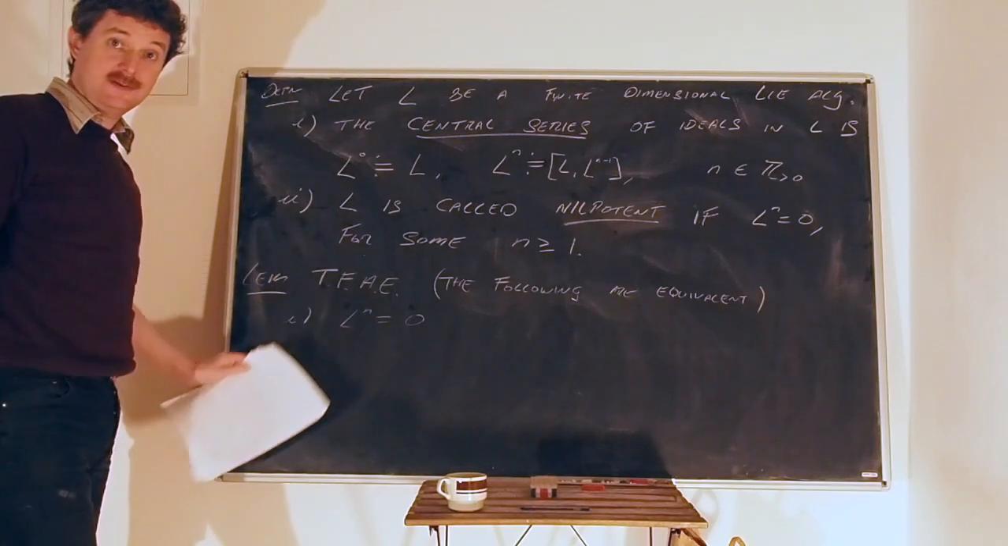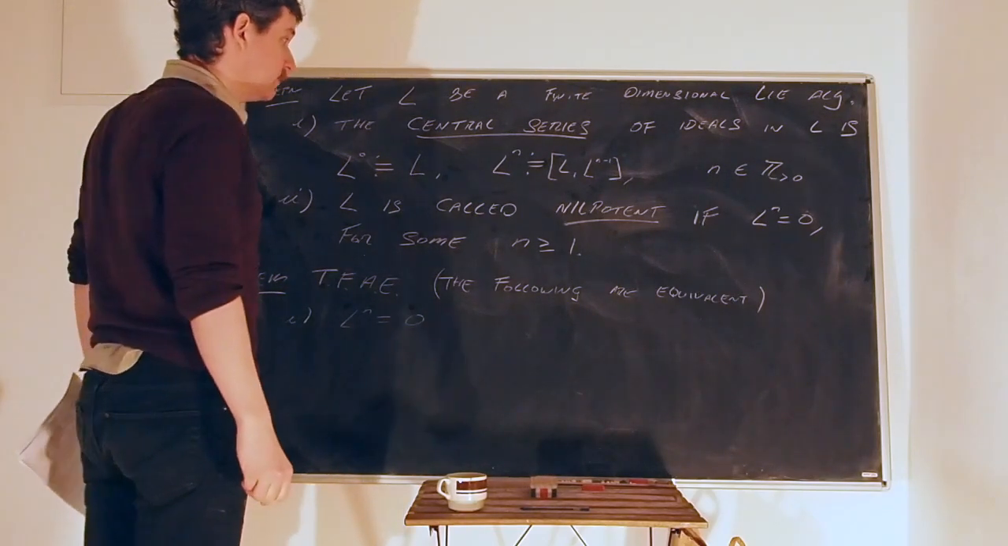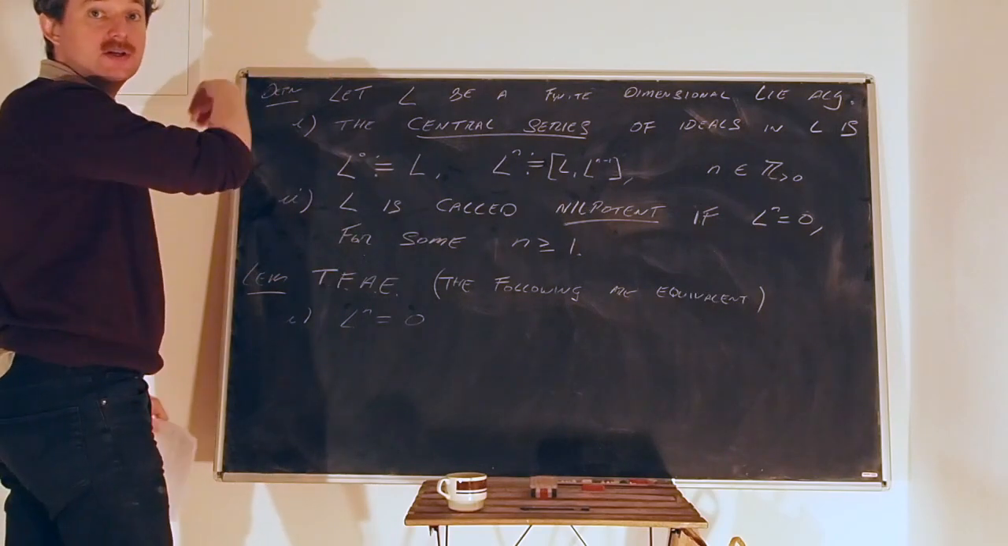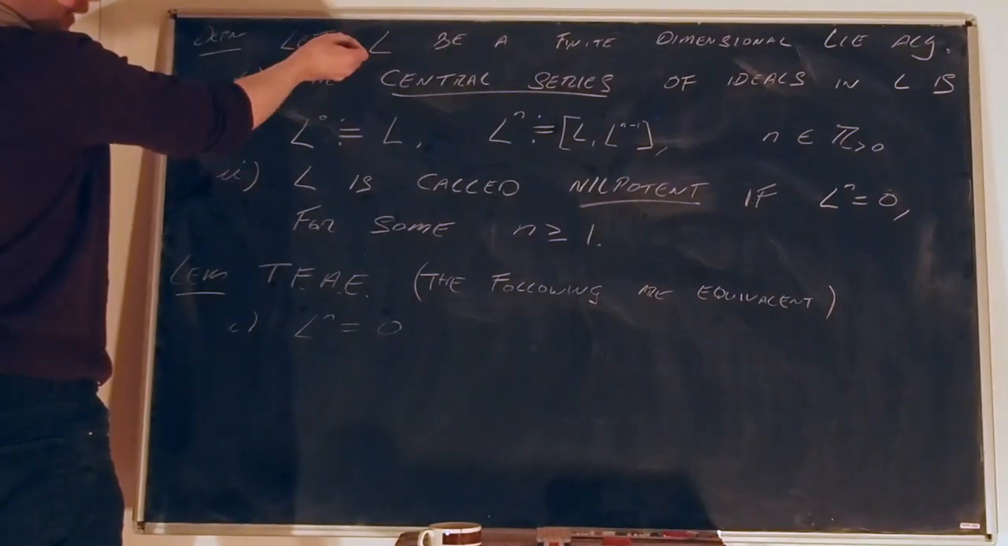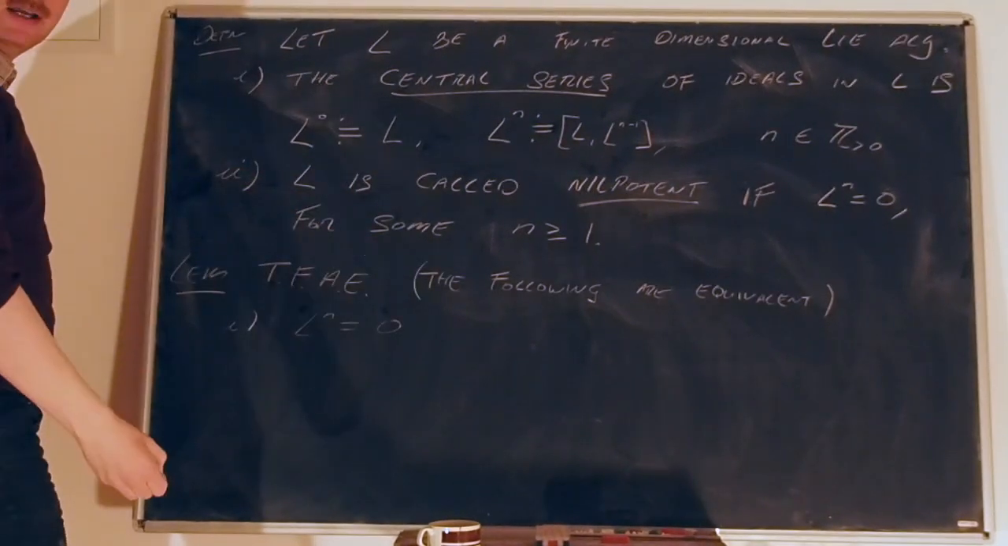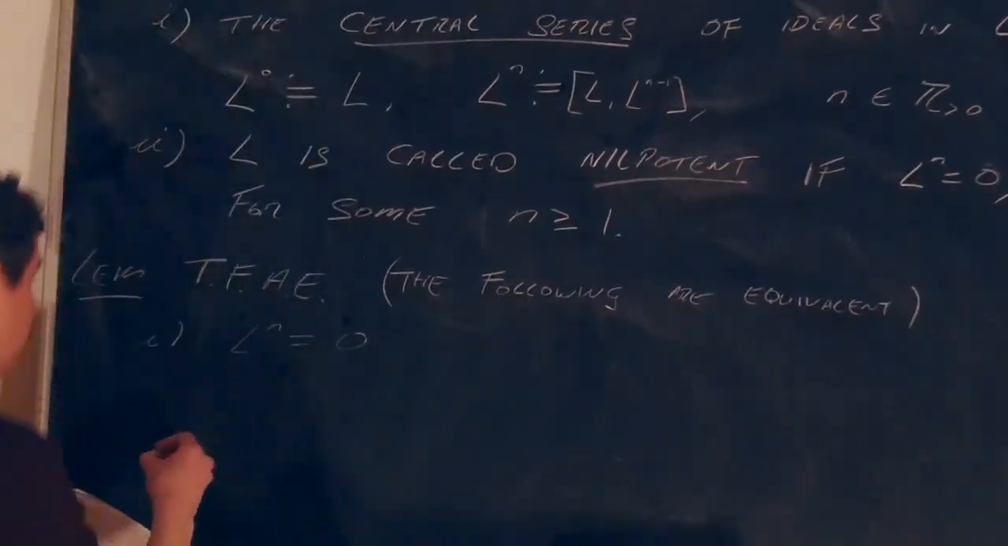Okay, so just taking the definition of a nilpotent algebra, that the central series of Lie algebra ideals of L actually ends up being 0 at some point.